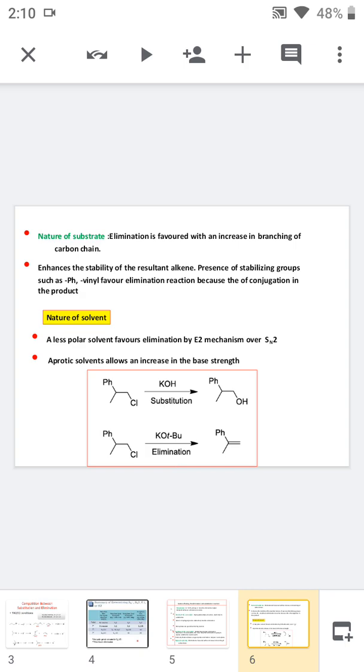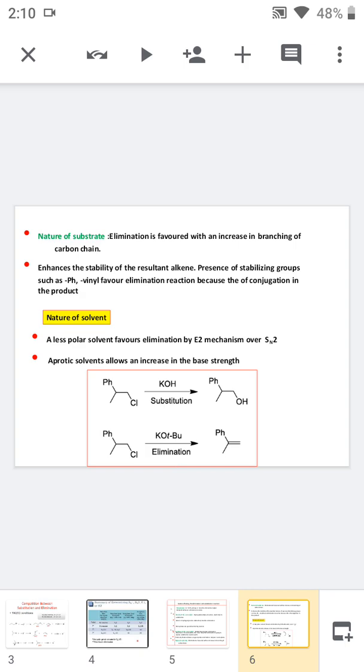The fifth factor is the nature of the solvent. A less polar solvent favors the elimination by E2 mechanism, because the nucleophilicity of the attacking agent cannot be altered if you are using a less polar solvent. That's why E2 elimination will occur.